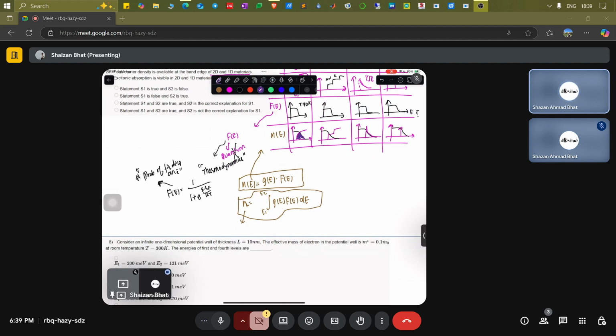So this is basically the carrier density, n as a function of E. This is n as a function of E.